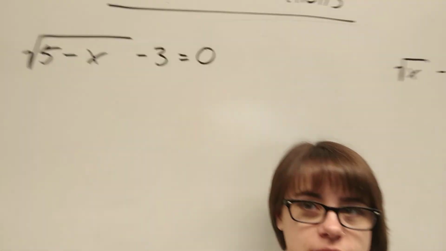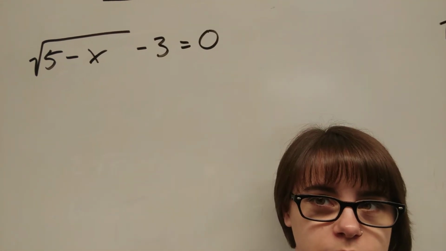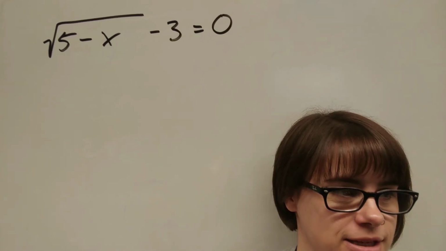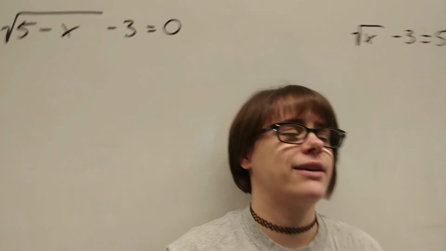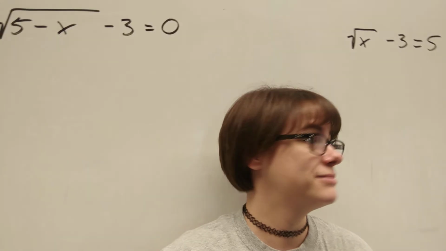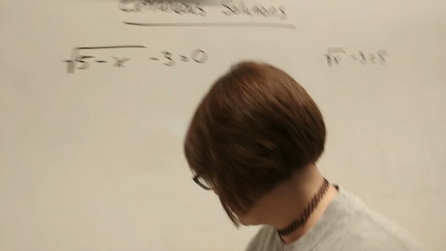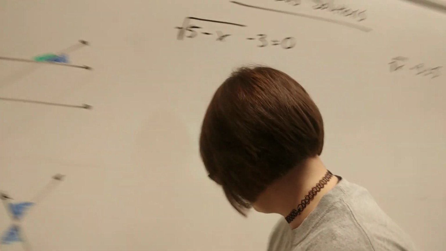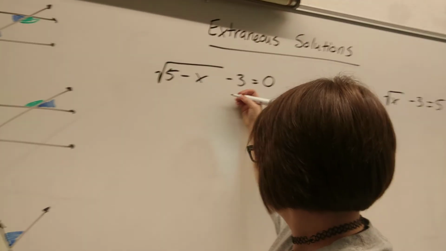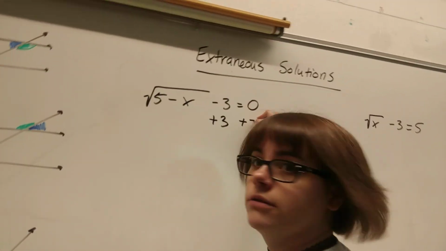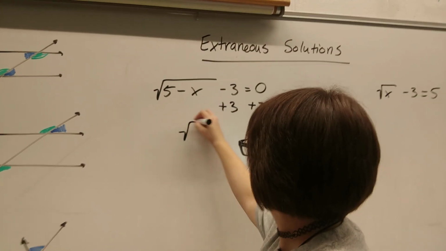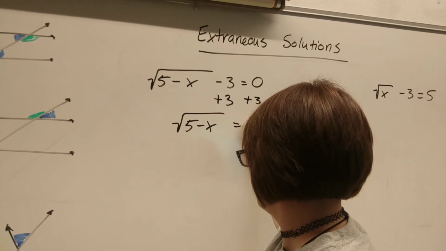Okay. So the first thing I want to do is get the square root of 5 minus x by itself, but it's tied up with that -3. How can I get that -3 over to the other side? Add 3 on both sides. Yeah, I'm going to add 3 to each side. So now I've got the square root of 5 minus x equals 3.